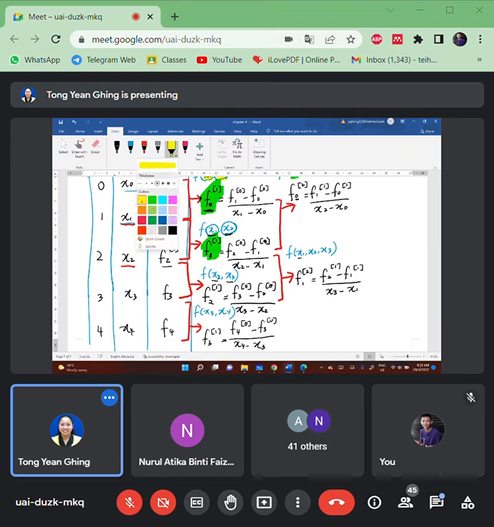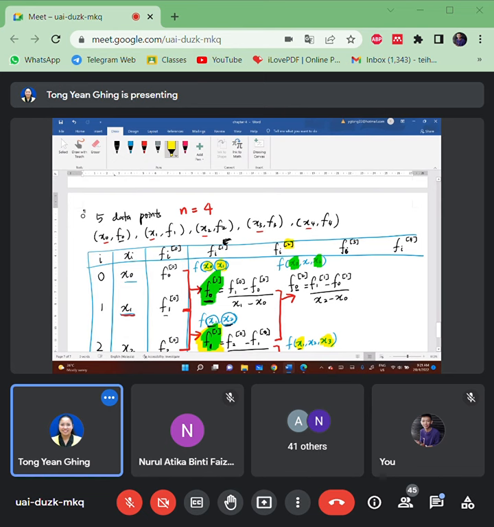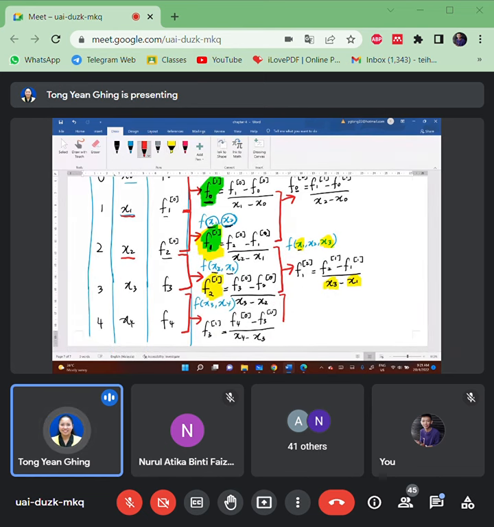It's like this. Now I will consider from X1 until X3, so that's why X3 minus X1. You look at here, I will take this one and this one, so F2 first divided difference minus F1 first divided difference. Then the next one, these two, I will consider this one and this one, right? So I will consider starting from X2 until X4.